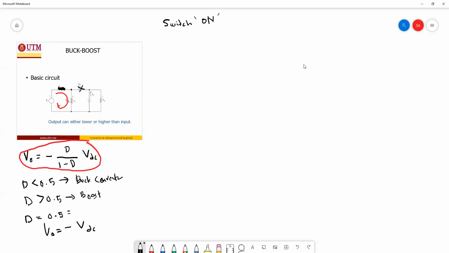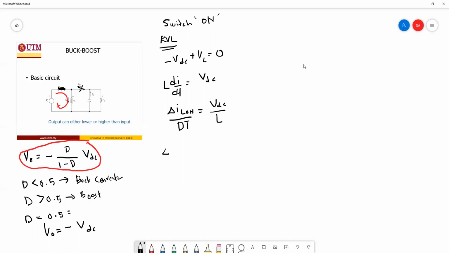My KVL here will be a very simple one, which is negative VDC plus VL equal to 0. And we know that VL is L di dt. So we arrange this to be VDC, and this one I just put delta IL on over dt. So this will be VDC over L. Finally, I will obtain my equation: delta IL on is VDC over L multiplied by DT. So this is the equation for switch on.